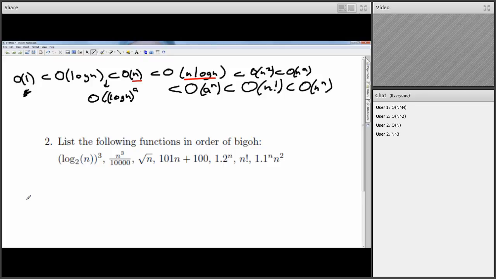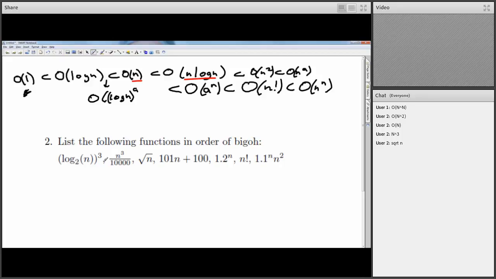So out of these, which would come first? Again, looking at the list, I'm looking for constants first. So are there any of these functions that are constant? And it says no. So then the next class is some sort of logarithmic ones.